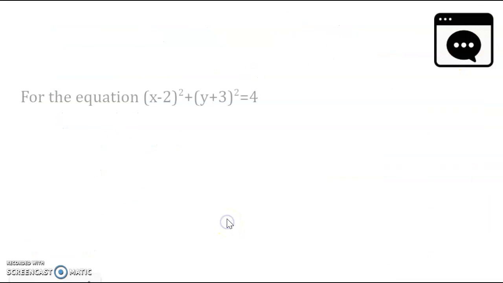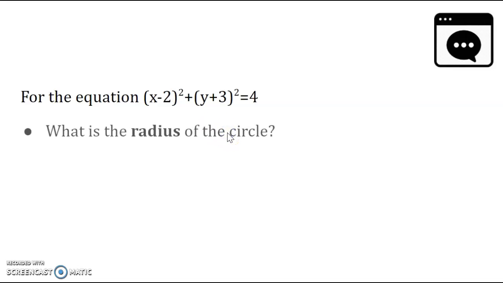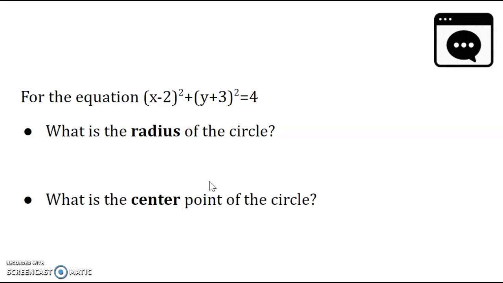Okay, now I want you to tell me in private chat. For the equation (x − 2)² + (y + 3)² = 4, what is the radius of the circle? Which number tells us the radius? It's the 4, isn't it? So it's going to be what squared is equal to 4? And that is going to be 2.